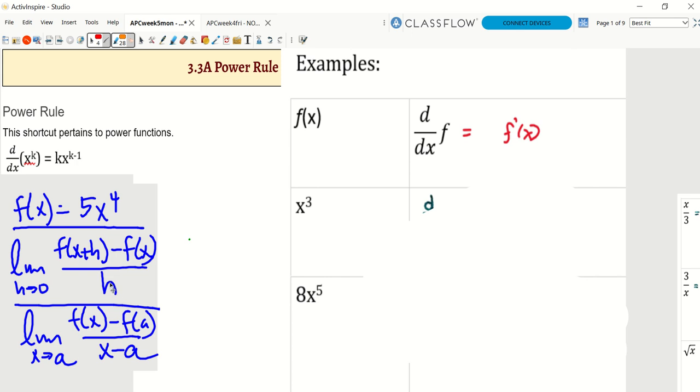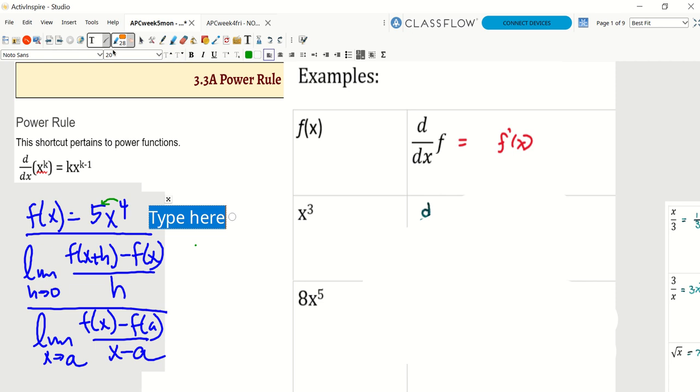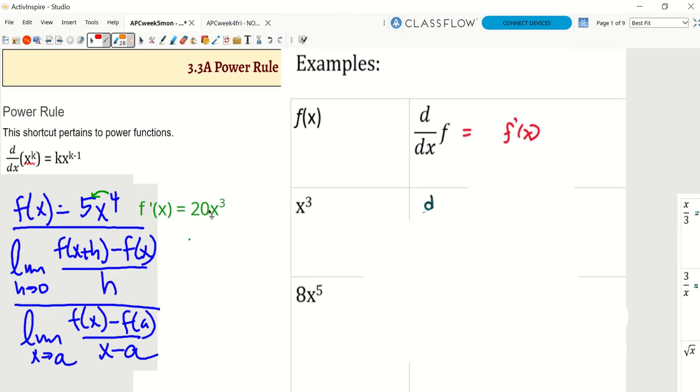It's a shortcut. So what we're going to do is move the 4 over to the left and multiply it by the 5. So you are going to get f prime of x equals 20. And then you subtract 4 with 1. So you do 4 minus 1, and you get 3. And that is your derivative formula, aka the formula for any slope.